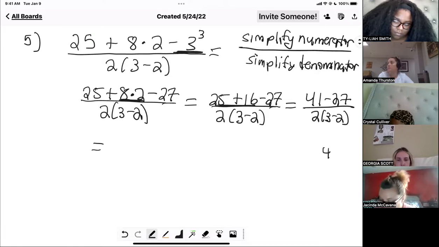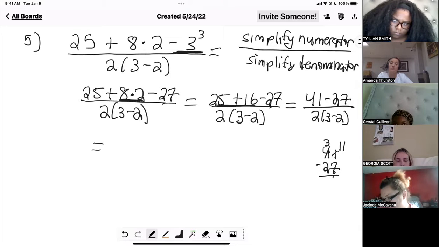Okay, so we have 41 minus 27. Let me do that real quick. I couldn't take 7 from 1, so I had to borrow from the 4 to make it a 3. I add 10 to the 1, so 11 minus 7 is 4. 3 minus 2 is 1. So I get 14.